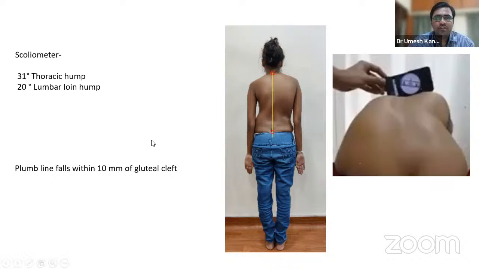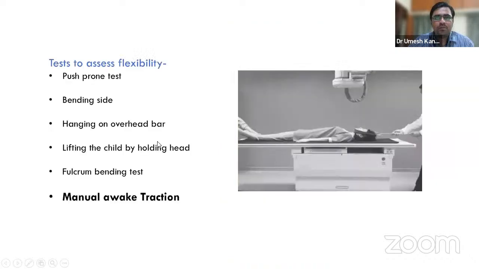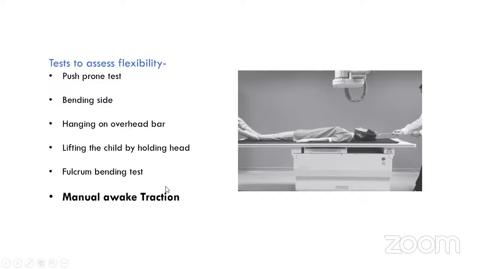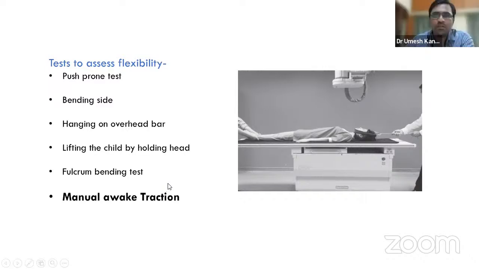The plumb line falls within 10 millimeters of the gluteal cleft, sir. To assess flexibility, we have done push prone test, side bendings, and hanging over an overhead bar and lifting the child, that we have not done, sir. And in our center, we do awake traction for assessing flexibility. You have to present your findings, each of these things you mentioned.